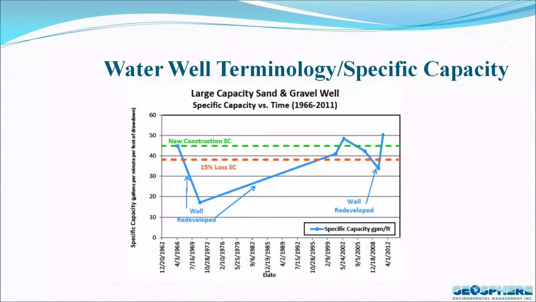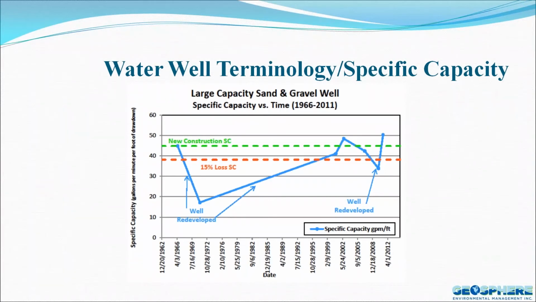We have a couple of examples here. In this case, it's a large capacity sand and gravel well. We're measuring the specific capacity versus time, specific capacity on the y-axis, time on the x-axis, from 1966 through 2011. The green horizontal line at the top says new construction. That was our specific capacity back then. Then we draw a red dashed line, which is the 15% decrease in specific capacity.